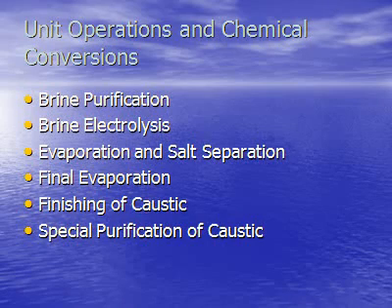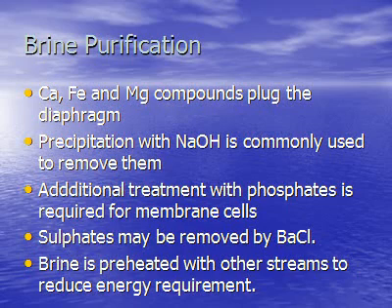Unit operations and chemical conversions involved in the manufacturing of caustic soda: brine purification, brine electrolysis, evaporation and salt separation, final evaporation, finishing of caustic soda and special purification of caustic soda. Brine purification involves the following steps: calcium, iron and magnesium compounds are removed, and precipitation with sodium hydroxide is commonly used to remove them. Additional treatment with phosphate is required for membrane cells. Sulfate may be removed by barium chloride. Brine is preheated with other streams to reduce energy requirements.